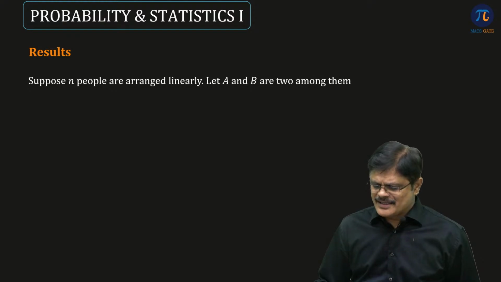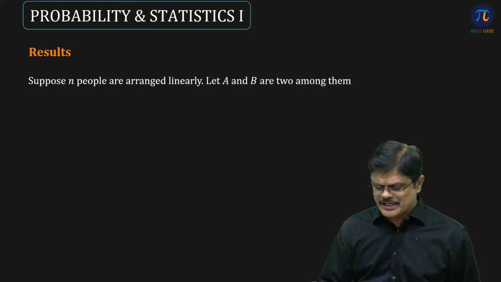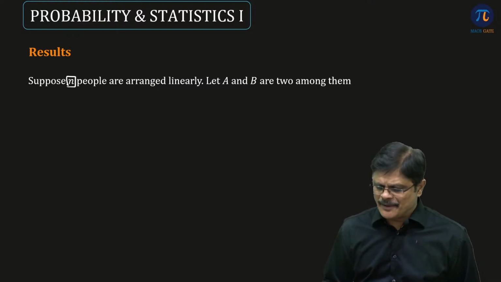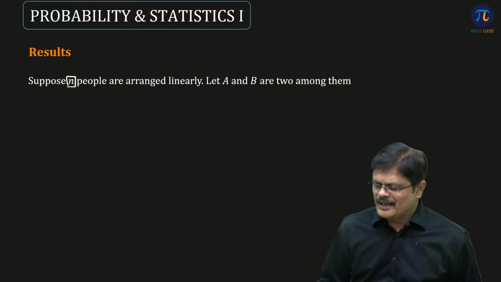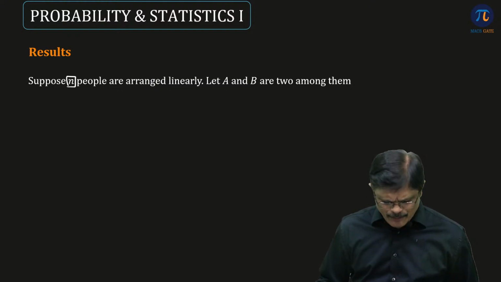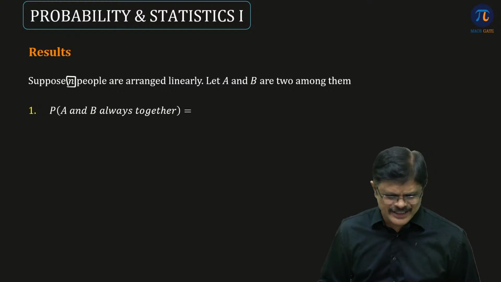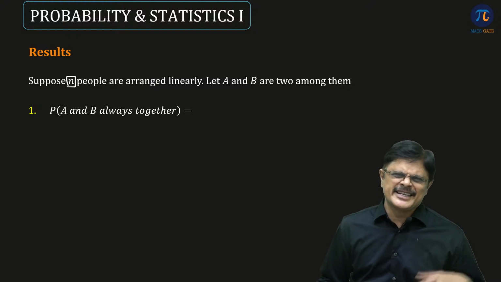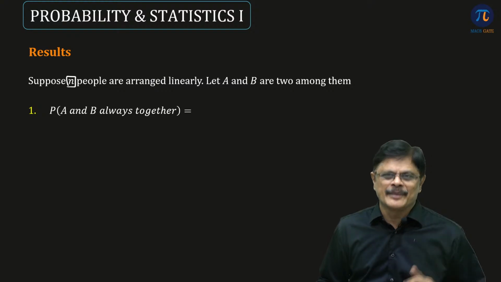Now look at this. The same problem which you solved, we can make it a general situation. Instead of 10, I may have n people. Suppose n people are arranged linearly. Let A and B be two among them. What is the probability that A and B are always together? It's the same problem we are generalizing; instead of 10 people, we are doing it for n people.